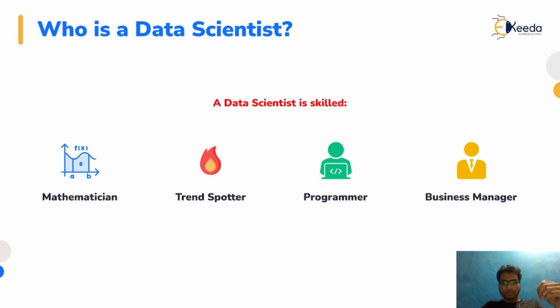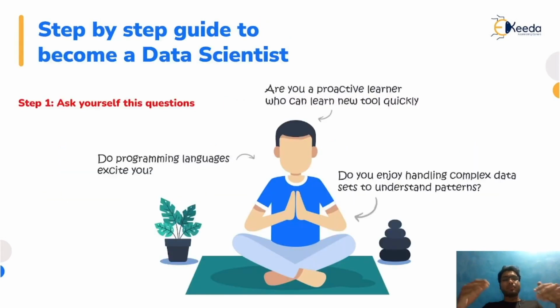Now let's go to the step by step guide to become a data scientist. As I told, in the advertisements you have been told that data science is very fancy, but they don't tell you in depth how to become a data scientist and what are the small steps you have to take. The first and most important step is to ask yourself whether data science is a field for you or not. There are a couple of questions you should ask yourself.